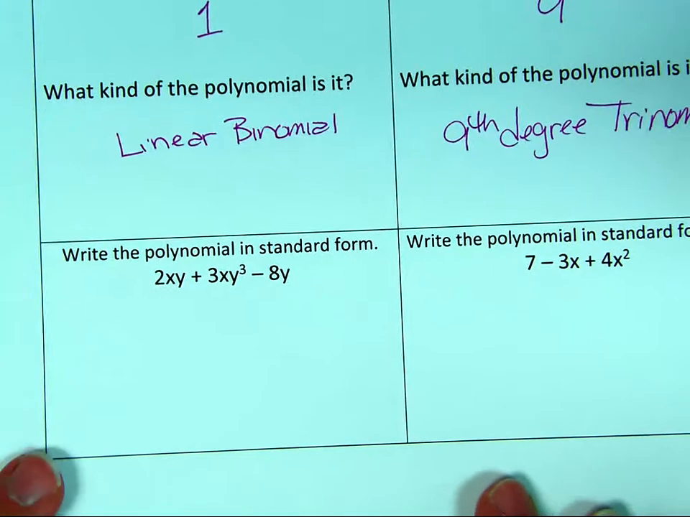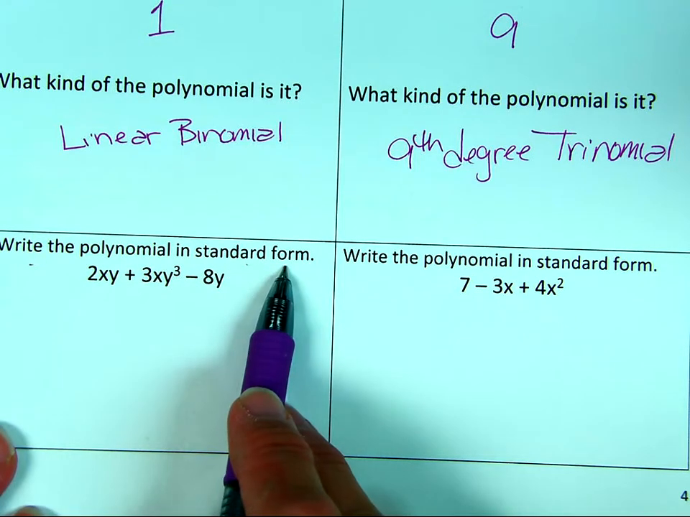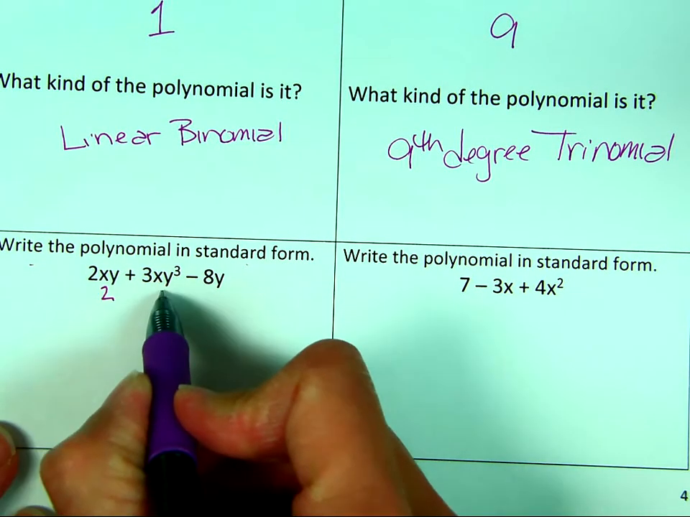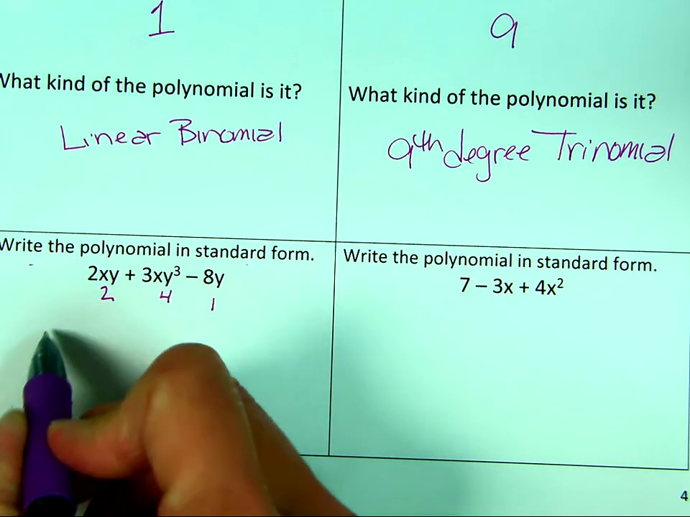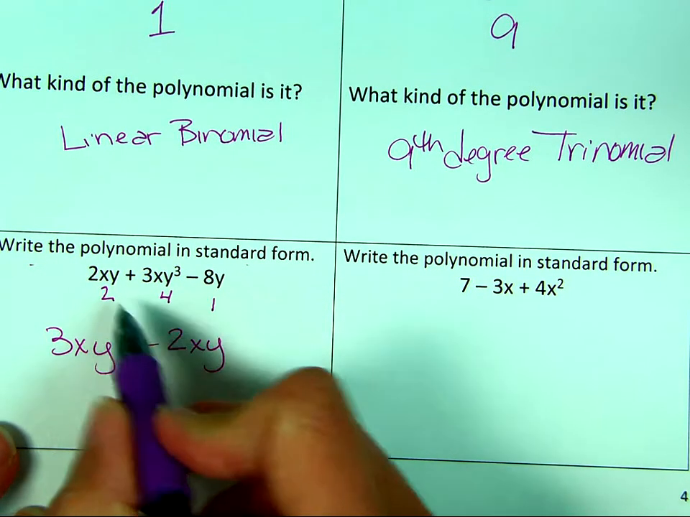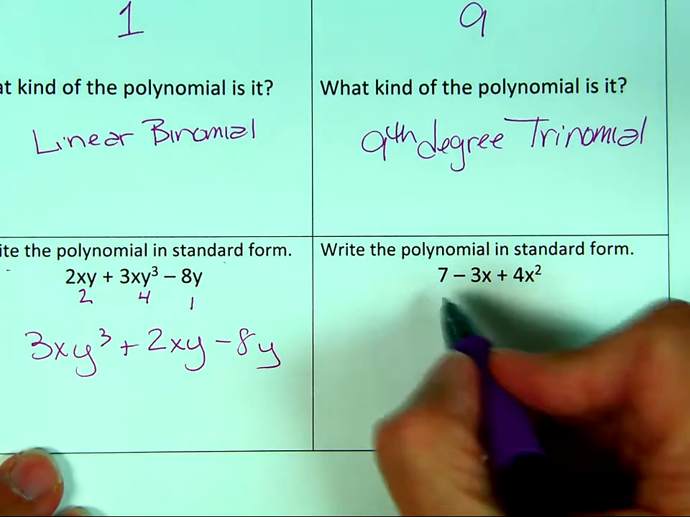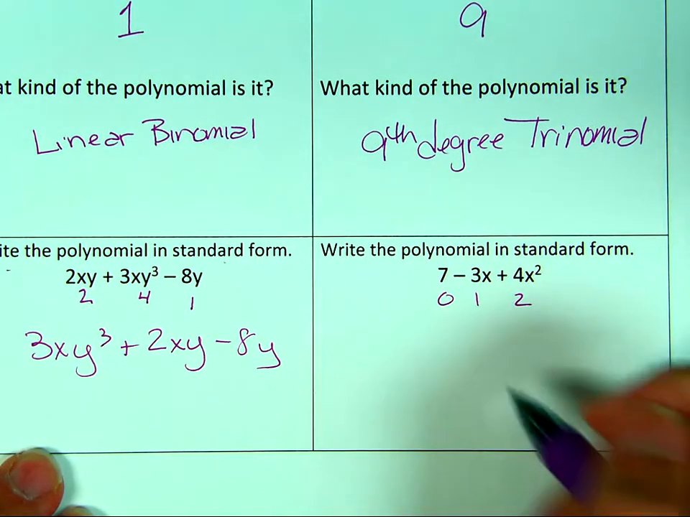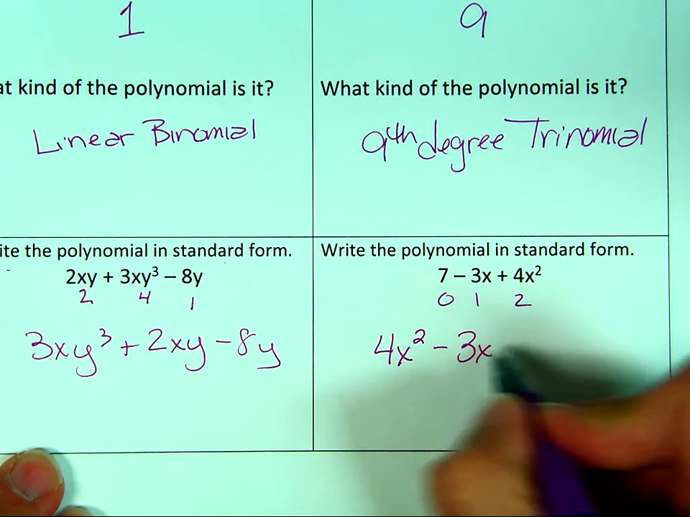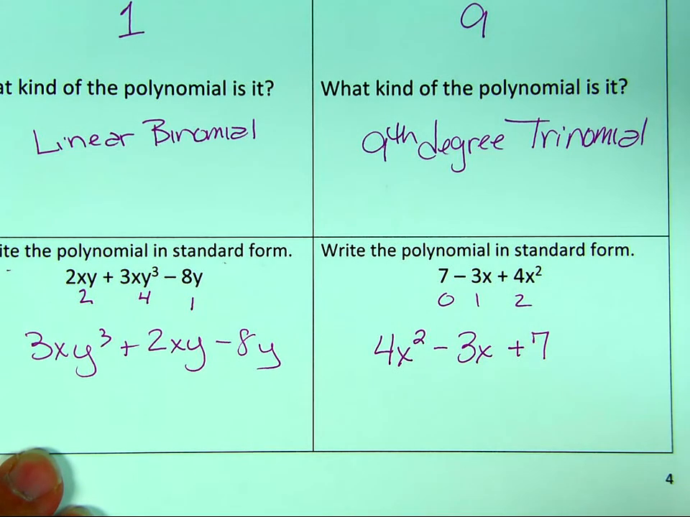Okay, 2 more, and then we're done for today. Write the polynomial in standard form. So that's according to degree. It looks like this one has a degree of 2, this one 4, and this one 1. So this one's going to go first, 3xy cubed, plus 2xy. That one comes next, and then minus 8y. Okay, this one, we have a 0, 1, and 2. So our degree 2 comes first, followed by our degree 1, followed by our constant. And that is how you get them in standard form.